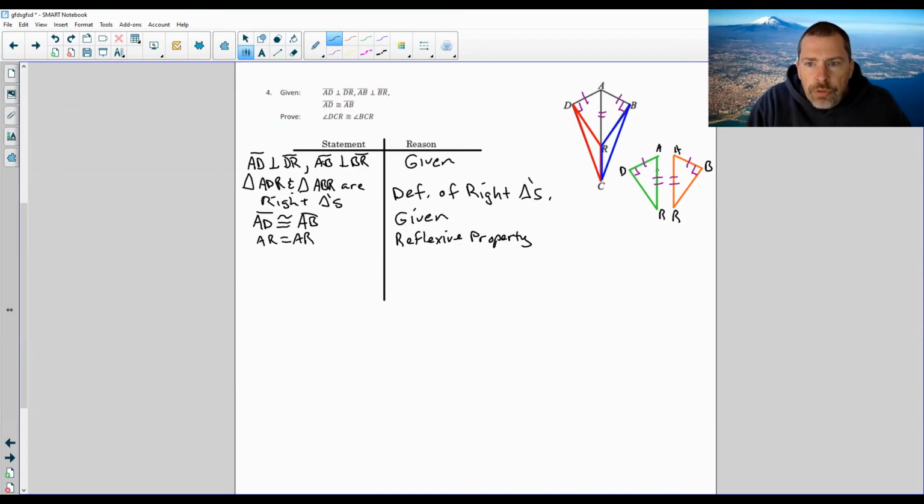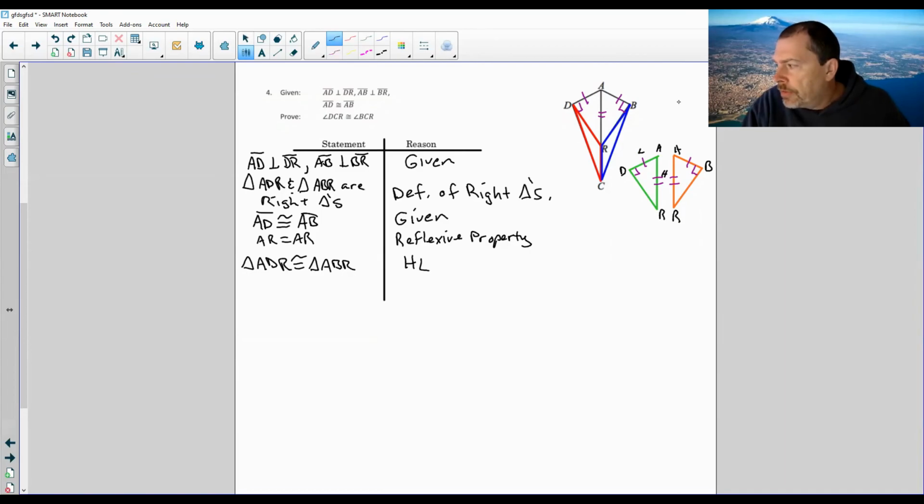So AR equals AR, reflexive property. Okay, beautiful. Look what we have here. This is a leg and this is a hypotenuse. This is a leg, and this is a hypotenuse. Triangle ADR is congruent to triangle ABR by the hypotenuse leg theorem. All right, that wasn't too bad.